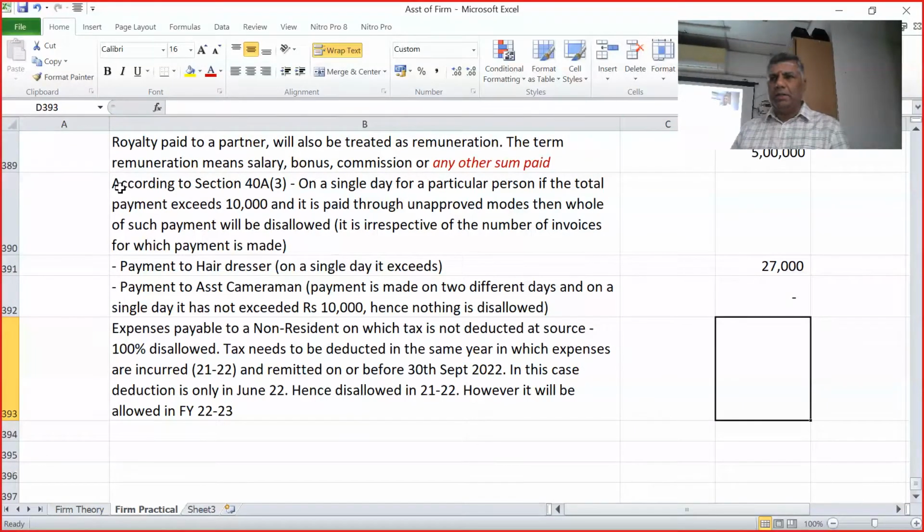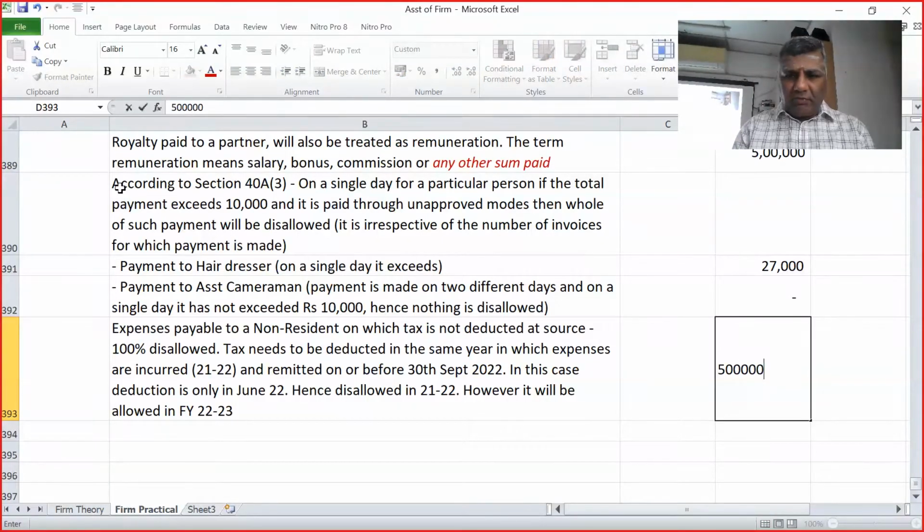So this payment to non-resident, you should have deducted tax before 31st March. Where it is not deducted, it is fully disallowed. However, it is allowed in the year in which the default is rectified.